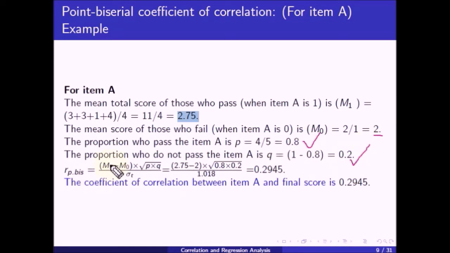And here is the formula: M1 minus M0 into square root of P into Q divided by sigma T. So M1 is what? 2.75, M0 is 2, P is what? 0.8 and Q is what? 0.2 divided by 1.018, and if you solve it you can get the value 0.2945. Now the coefficient of correlation between item A and the final score is 0.2945.